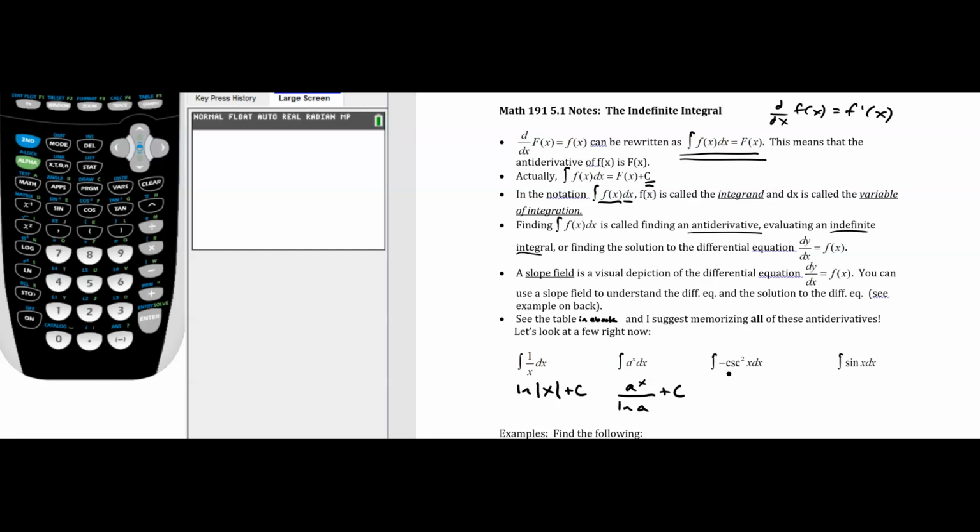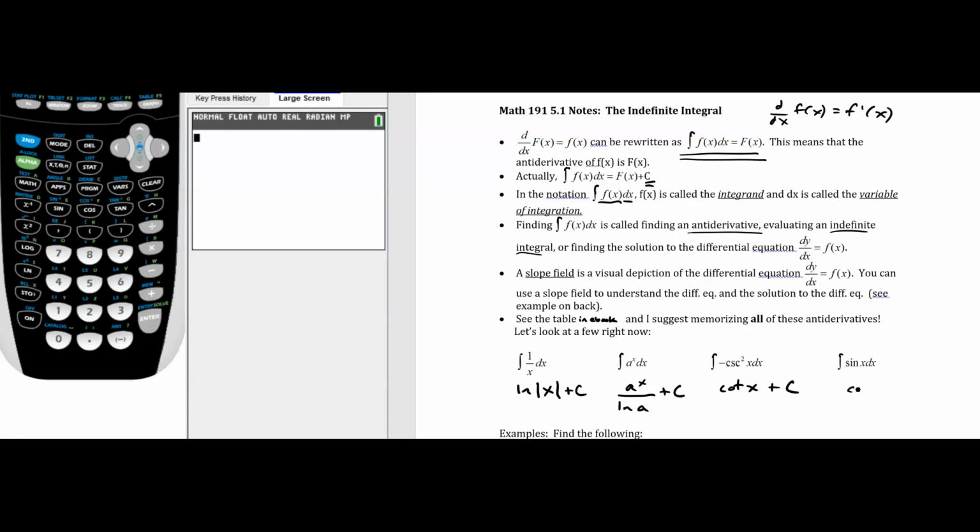What function had negative cosecant squared x as its derivative? So there's a trig function that when you do the derivative of it, it gives you negative cosecant squared of x. And that function was cotangent of x, and then we'll say plus c. Okay. Sine of x. Now we remember the derivative of sine of x was cosine, but we want the antiderivative of sine. So what function, when you take its derivative, gives you sine?